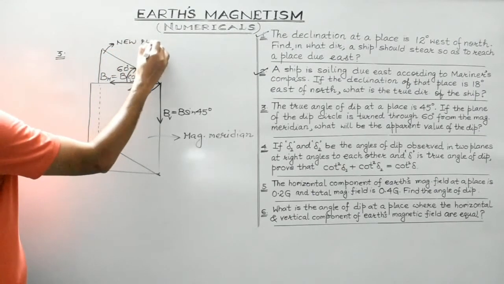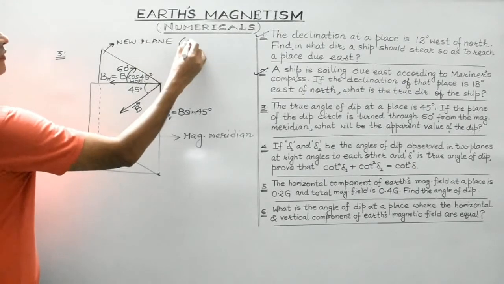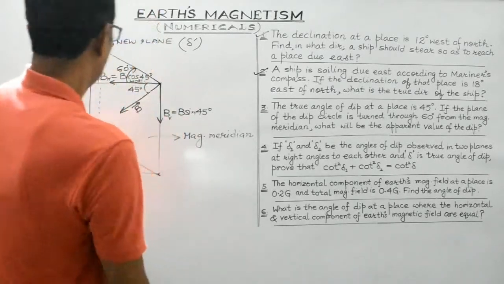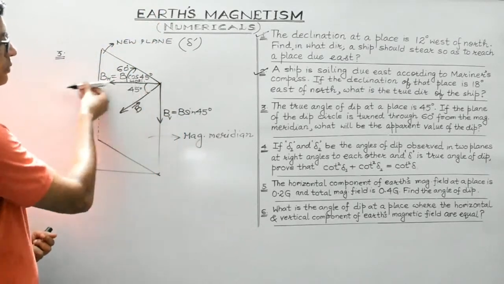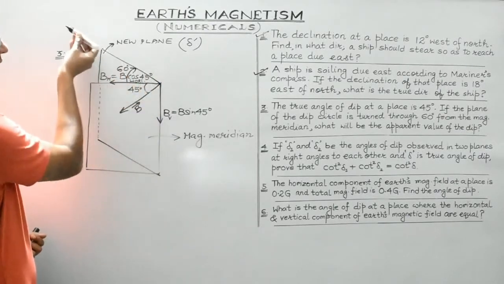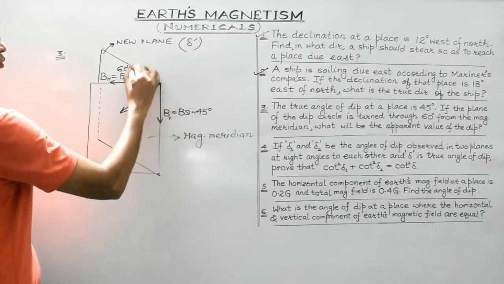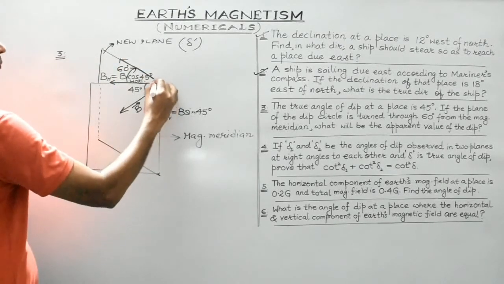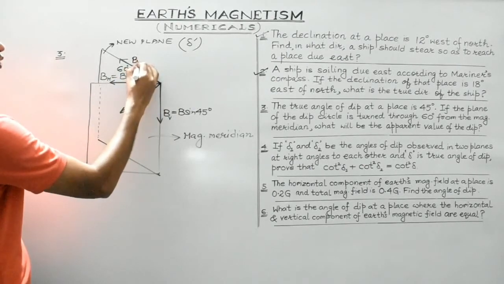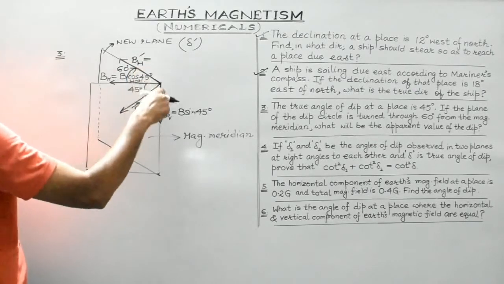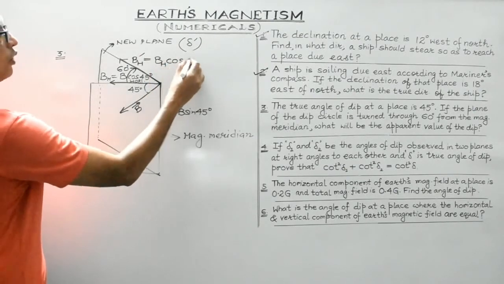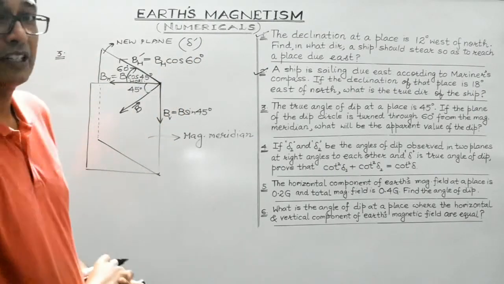This is the new plane where the angle of dip is to be found. Here suppose the angle of dip is delta dash. Right, students? So this is BH, the horizontal component of Earth's magnetic field. So what will be the component of Earth's magnetic field along this plane? What is the horizontal component on this plane? This is BH. It is making an angle of 60 degrees. So the horizontal component of Earth's magnetic field in this new plane is BH cos 60 degrees. Am I clear, students?